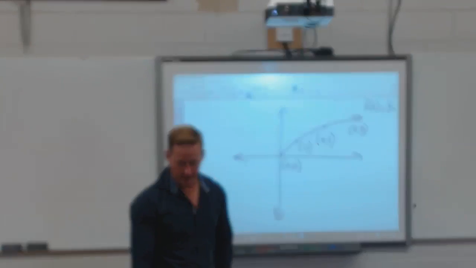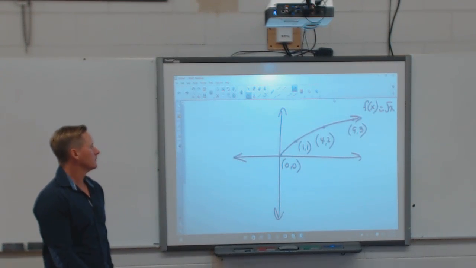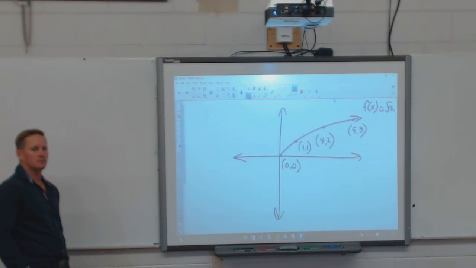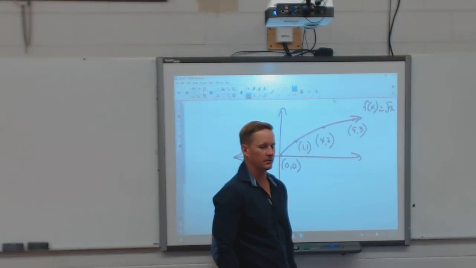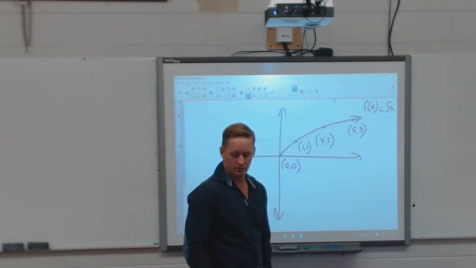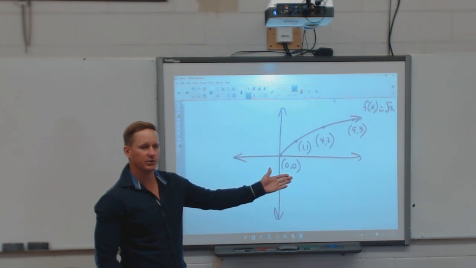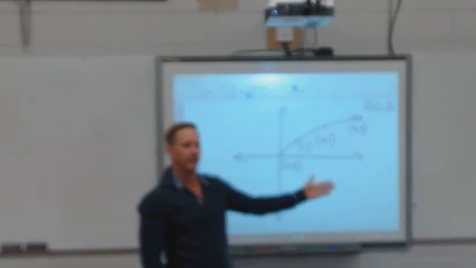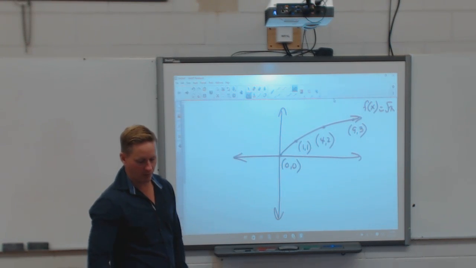So your domain for this graph is what? X is greater than or equal to 0. What's the range? y is greater than or equal to 0. Same thing. It's so simple, and yet I'm trying to make it so complicated. When you're looking at domain, how far left does it touch? 0. How far right does it go? To infinity. So 0 to infinity, including 0. Same thing.